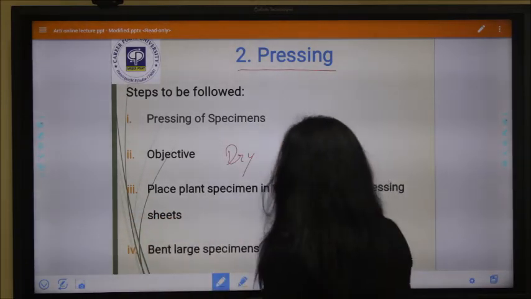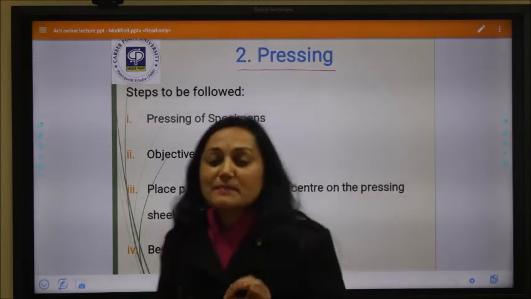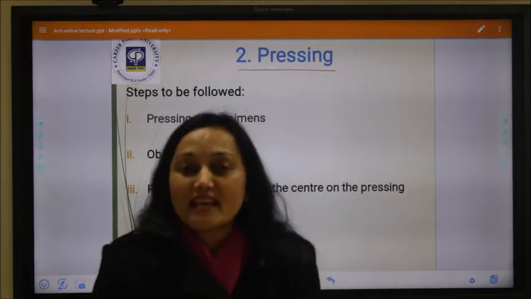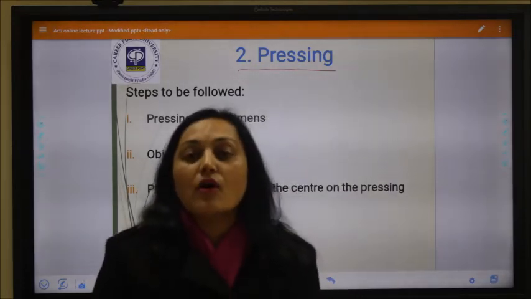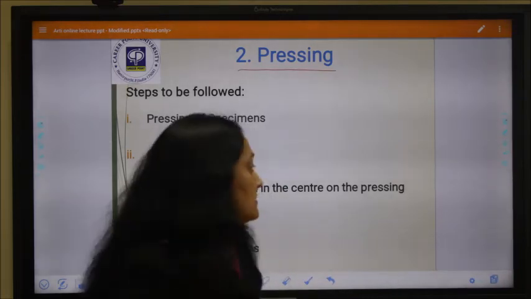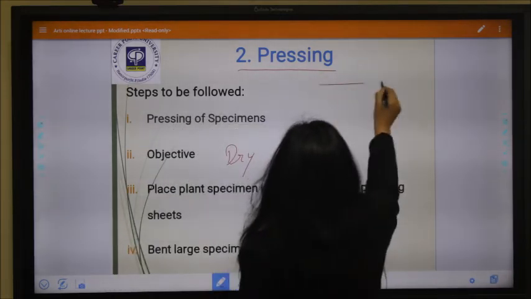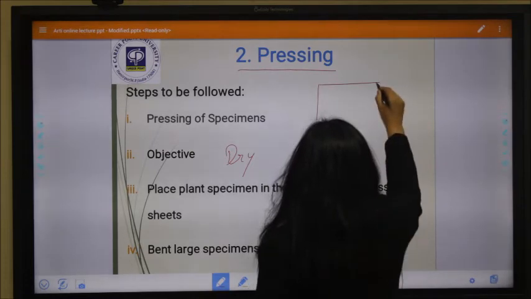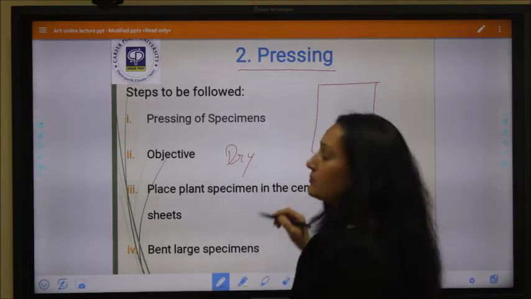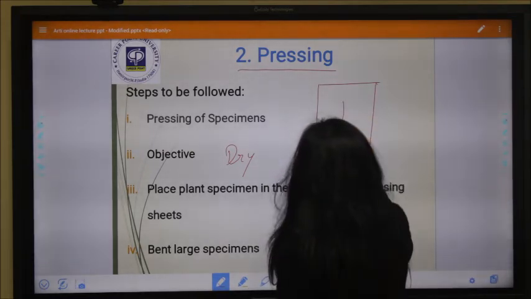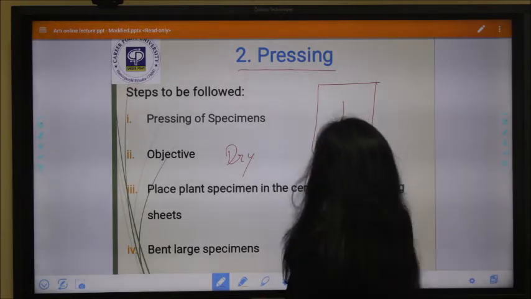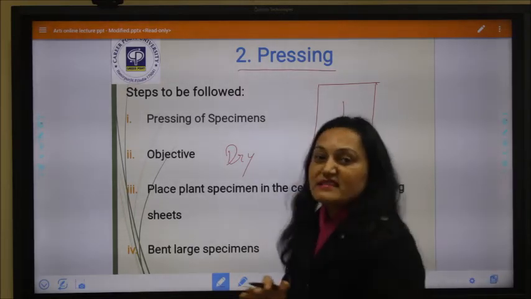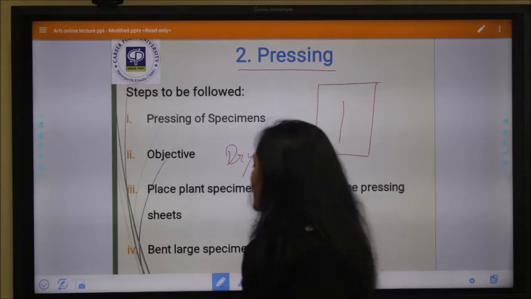And the next is, place the plant specimen in the center of the blotter or old newspaper. Put it on the center. Suppose this is a blotter, put the specimen in the center. This is a plant specimen, put the plant specimen in the center of the blotter or old newspaper.